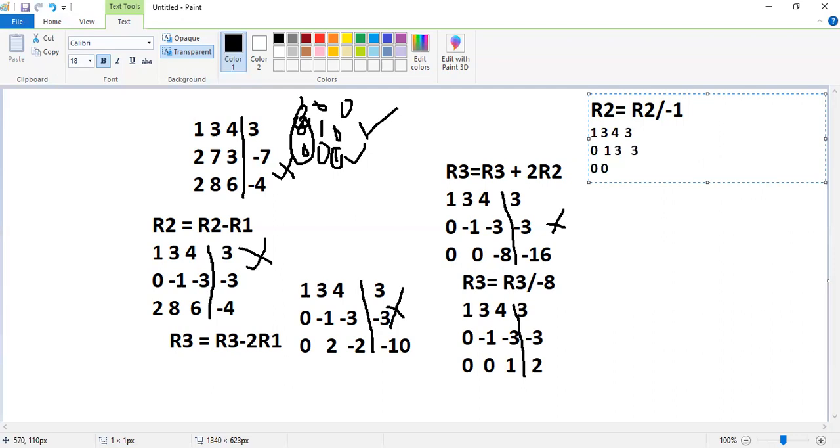3 figures. You see, then we'll be done with this step.